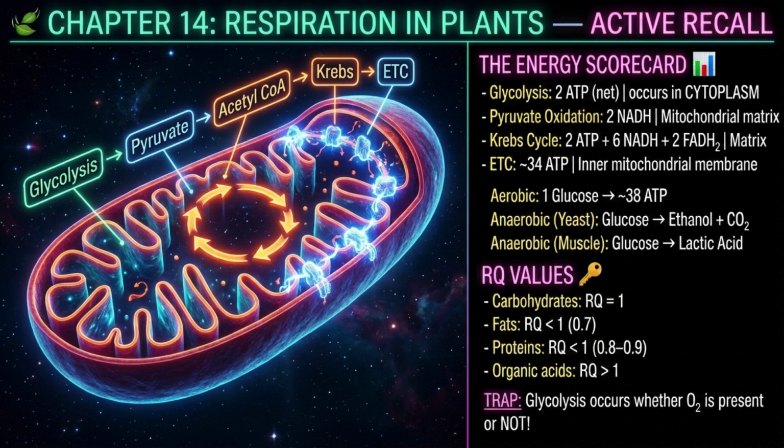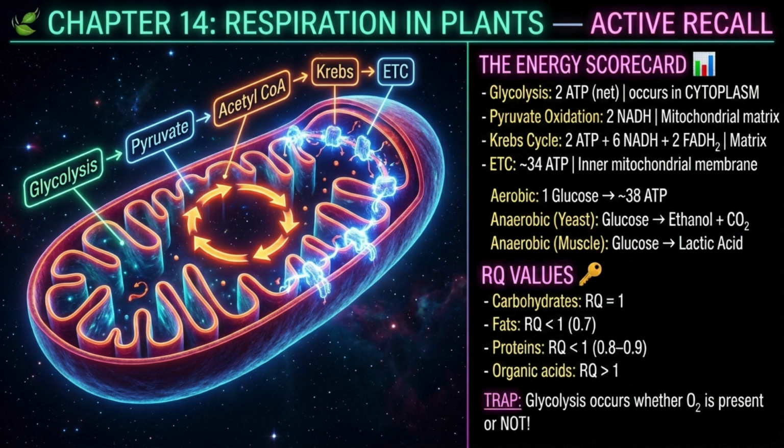This chapter is about where the plant gets its energy from, and it mirrors human cellular respiration almost exactly. Let's score this fast. Glycolysis happens in the cytoplasm. Always, whether oxygen is there or not. It gives 2 net ATP. Then pyruvate goes to the mitochondrial matrix, becomes acetyl-CoA, enters the Krebs cycle.